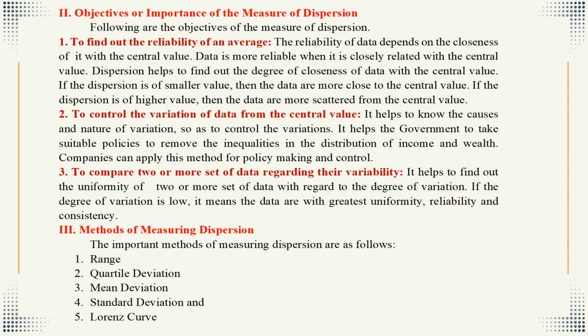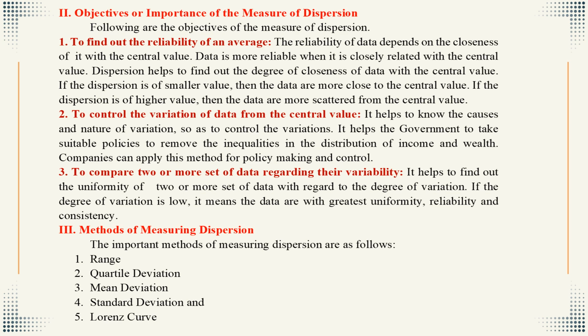As I told, if 55 is the average, then the highest value is 67 and the lowest value may be 49, which means it is reliable data. Whereas if the spread is lowest 30 and highest may be 90, then it is not a reliable one because there is a lot of variation. If the dispersion is of a small value, then the data are more close to a central value. If the dispersion is of higher value, then the data are more scattered from the central value.